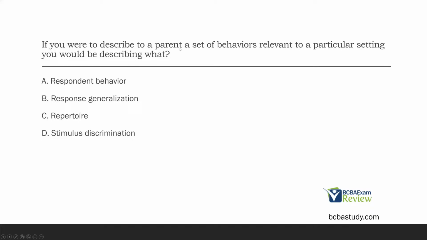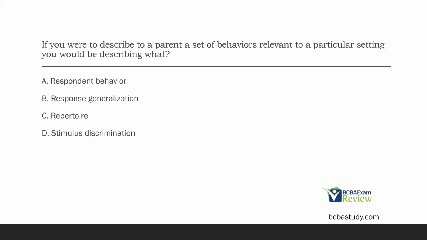If you were to describe to a parent a set of behaviors relevant to a particular setting, you would be describing what? Okay, so we're describing first off a set of behaviors, right? And it's going to be a set of behaviors that occur in a particular setting. Now, keep in mind, this definition is straight from our Cooper book, okay? So a set of behaviors relevant to a particular setting. Would that be respondent behavior? Well, no, we know respondent behavior is not what we're looking at in ABA, right? We deal with operant behavior, so A is wrong.